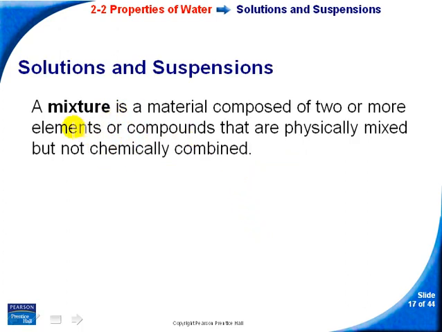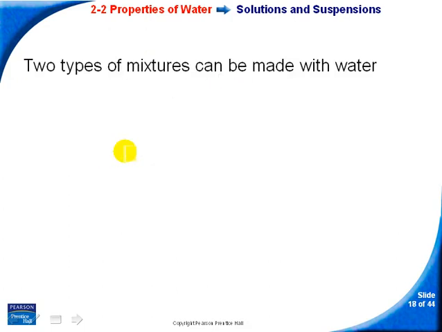Solutions and suspensions. We're going to talk about solutions and suspensions. They are mixtures, and a mixture is a material composed of two or more elements or compounds that are physically mixed but not chemically combined, meaning the atoms are not bonded to each other. So there are two types of mixtures that you can make with water. The first one being a solution, the second being a suspension.